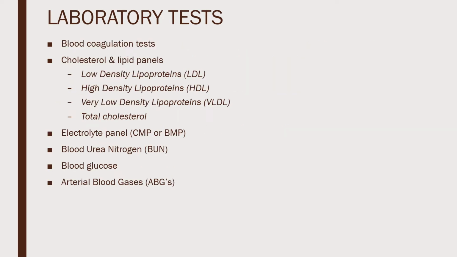Some other laboratory tests that we're going to look at is your blood coagulation test, which could be your PTT, PT-INR, and we've already discussed those. Also, we're going to look at the cholesterol and the lipid panels. You want to look at your low density lipoproteins. These are your bad cholesterol. You want it to be low, so you want it to be less than 130.